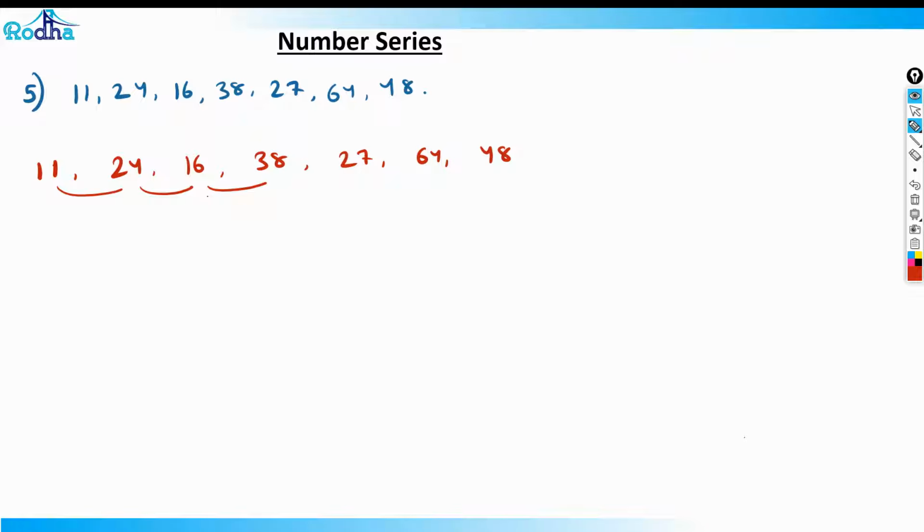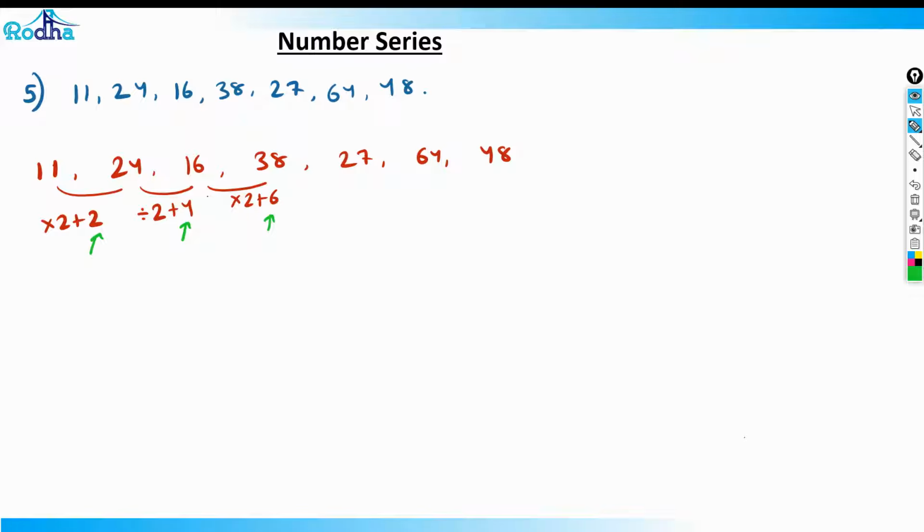Okay, so 11 to 24 could be into 2 plus 2. That is one way to think of it. Fine. 24 to 16, if I think, it is near half. It's like dividing by 2. 24 divided by 2 is 12, and plus 4. Chalo. Now 16 to 38 is basically into 2 plus 6. If I see multiplication terms, so into 2 plus 2, divided by 2 plus 4, into 2 plus 6. Am I finding some pattern here? Check. 2, 4, 6. I am finding it, right?